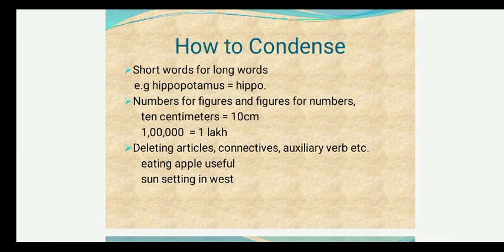Now the question comes, how to condense, meaning how to shorten. Short words for long words. This is your abbreviation part. For a long word like hippopotamus, the abbreviation becomes hippo dot. Numbers for figures and figures for numbers. In that way you may make your abbreviations. Which one is shorter? It doesn't matter. Numbers can be used in place of figures, and figures in place of numbers.